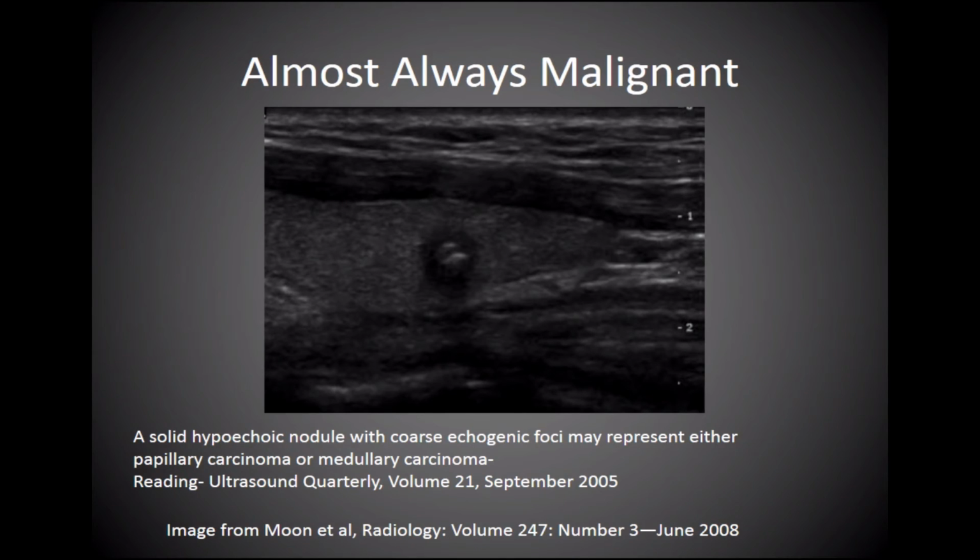This nodule is solid and surrounded by a rather thick peripheral halo. The thicker the halo, the more likely it is to be malignant. Adenomas can have a small peripheral halo, but a halo this size with central calcification is almost always malignant.